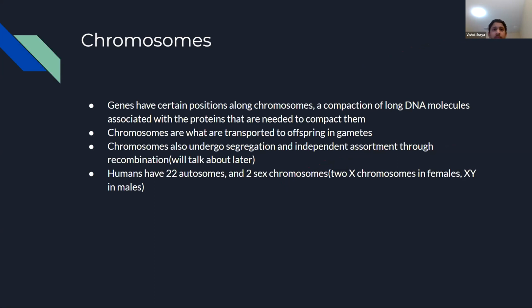Like I said, chromosomes are what's transmitted to offspring. Chromosomes are the units that undergo segregation and independent assortment through recombination, which we'll also talk about in the meiosis section. We have 23 chromosomes, as you might know, or technically 46, because we have 22 autosomes and 2 sex chromosomes. We get one set from our mother and the other set from our father. So we have 46 because we get 22 autosomes from our mother, 22 from our father, 1 sex chromosome from our mother, and 1 sex chromosome from our father.